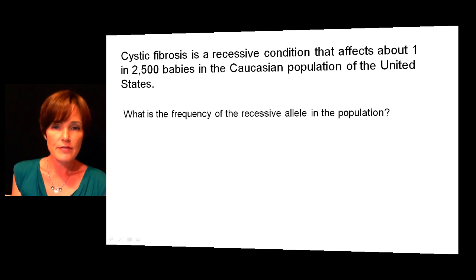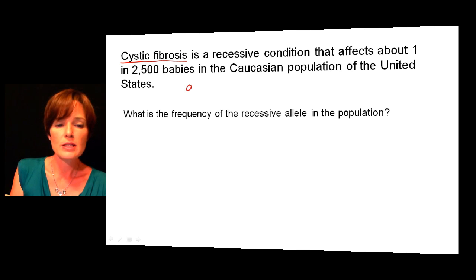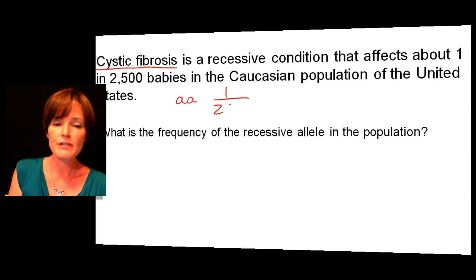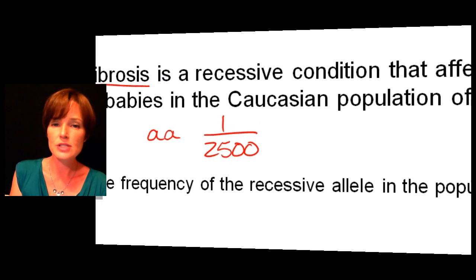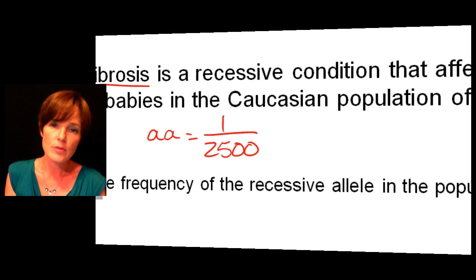So the first question is, what is the frequency of the recessive allele in the population? Well, let's take a look at the information that we have just a little bit closer. If somebody has cystic fibrosis, they have the recessive genotype. So they would be little a. Well, we're told here that this is going to happen in 1 in 2,500 individuals in the Caucasian population of the United States. So that right there really is our genotype frequency.